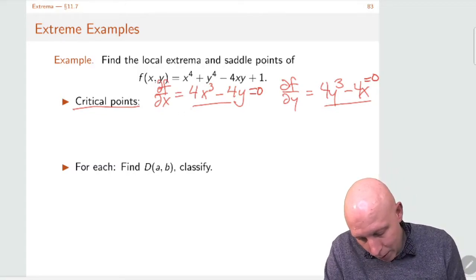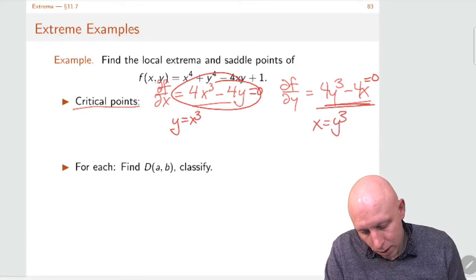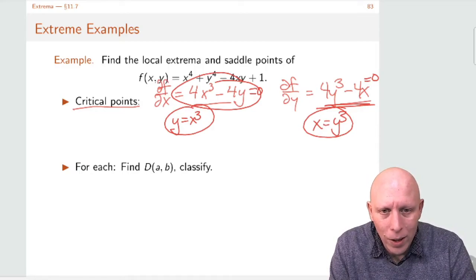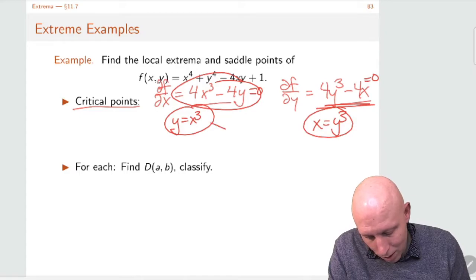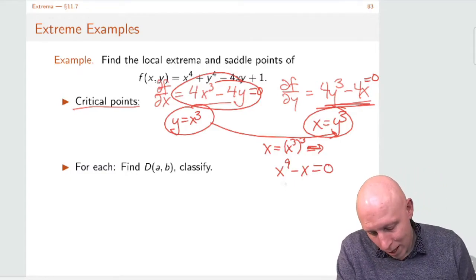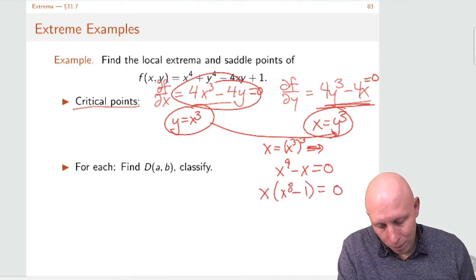All right, so what is this first thing saying? This is saying that y is equal to x cubed, and this is saying that x is equal to y cubed. So if we solve these two equations, what are the solutions? Well, let's substitute this into here. We get x is equal to x cubed cubed, which is saying that x to the 9th minus x is equal to 0. Wow, we've never really had to solve something like that before. We can factor out an x, and we get x to the 8th minus 1 is equal to 0.